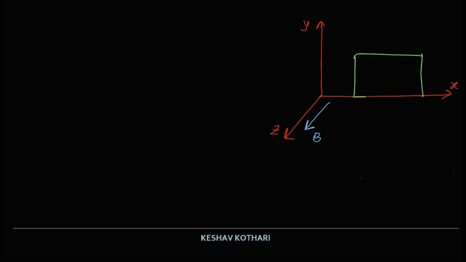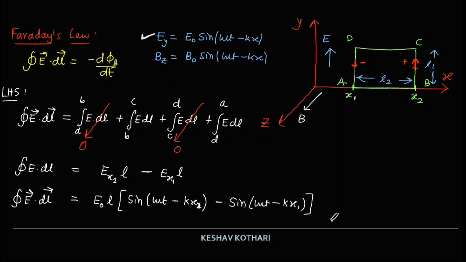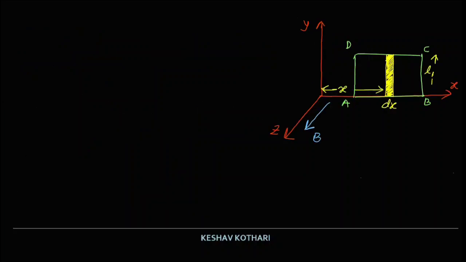Now I am again redrawing this axis. This one is x, this one is y, and this one is z. The variation of magnetic field is towards the z-axis direction, that is, B is directed in this direction, and we are asked to calculate the rate of change of flux. This is the loop we are talking about, A, B, C, D. At a distance x, I am selecting a thin patch dx, and we will be calculating the magnetic flux due to this thin patch. The length we have taken is L1, and this one is L2.